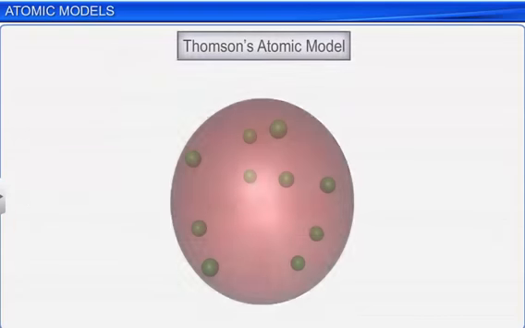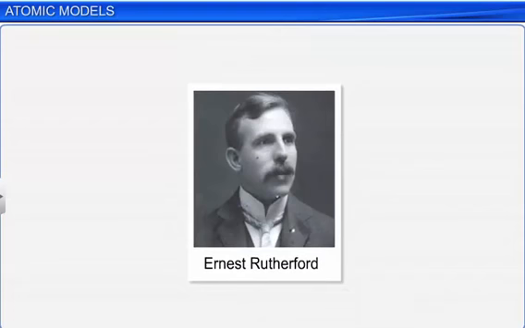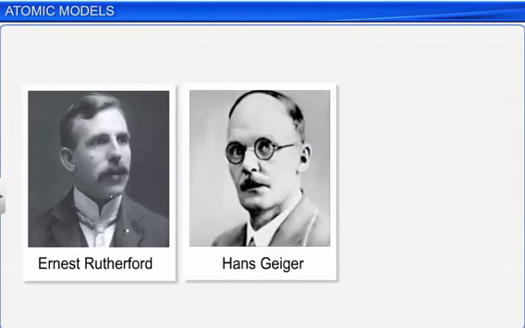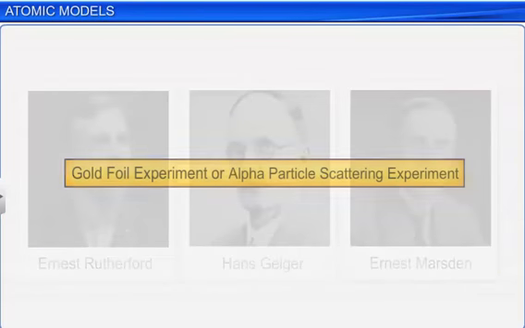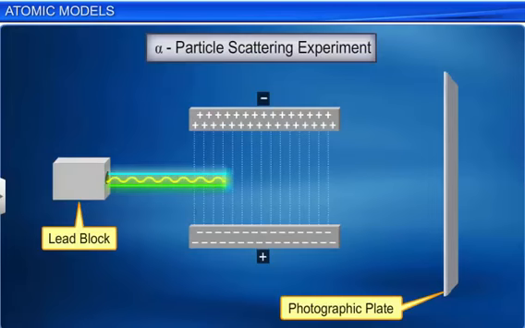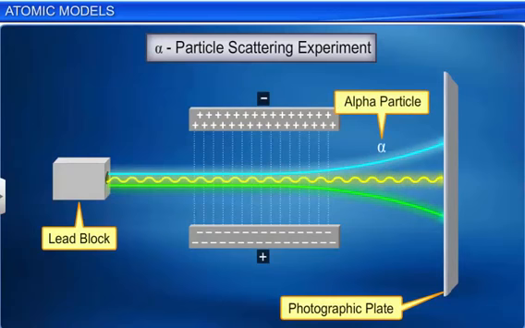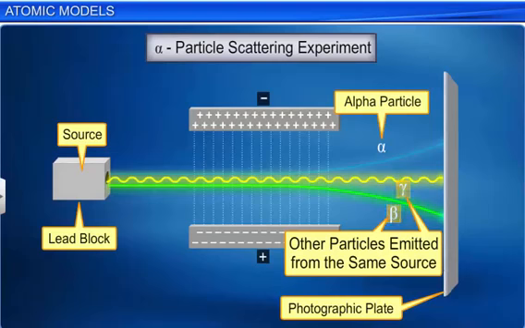In order to validate Thomson's atomic model, in 1911, Rutherford and his students, Hans Geiger and Ernest Marsden, conducted an experiment called the gold foil experiment or alpha particle scattering experiment. Before we proceed to the alpha particle scattering experiment, let us acquaint ourselves with the term alpha particle: its source, other particles emitted from the same source, and their few characteristics.